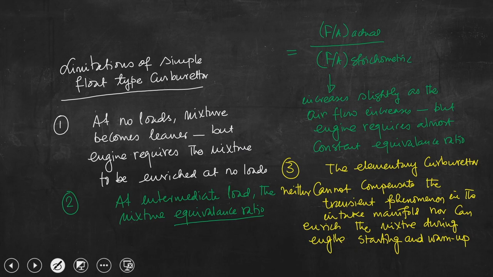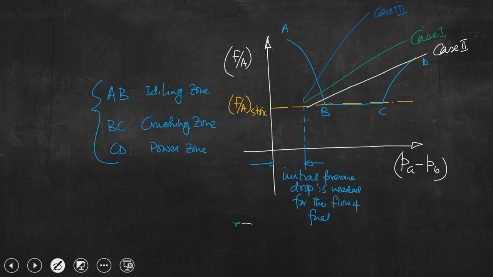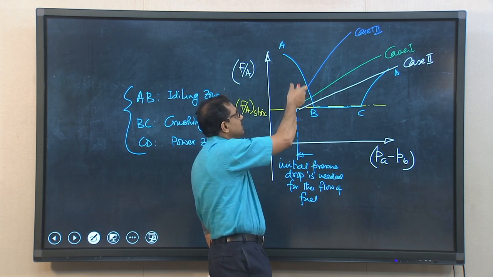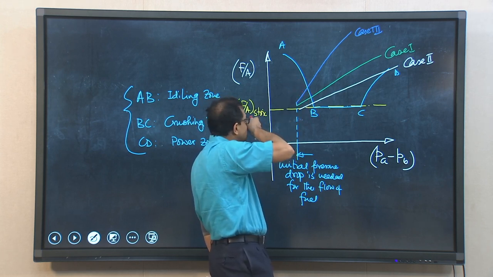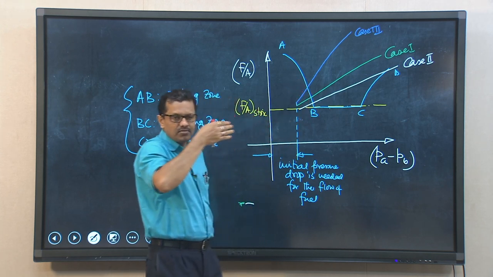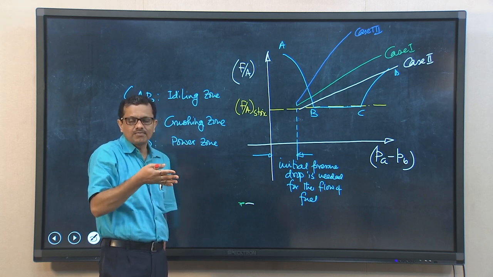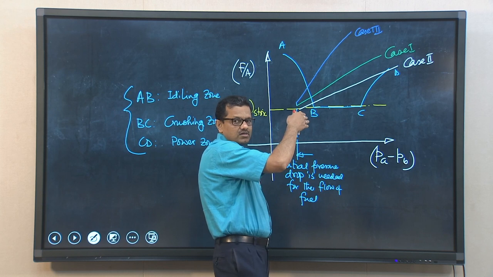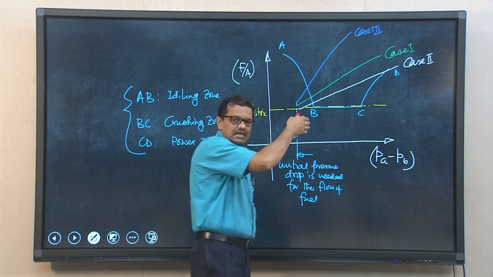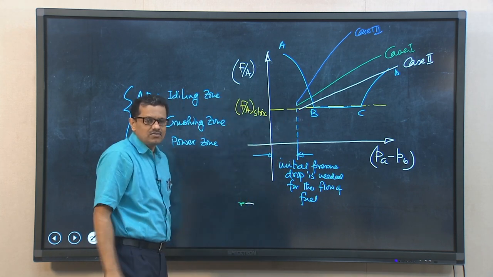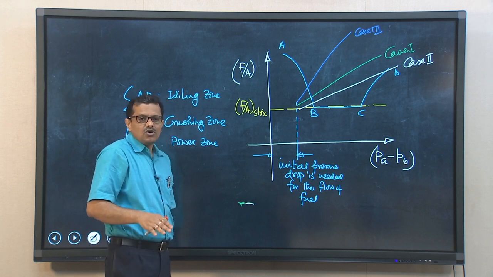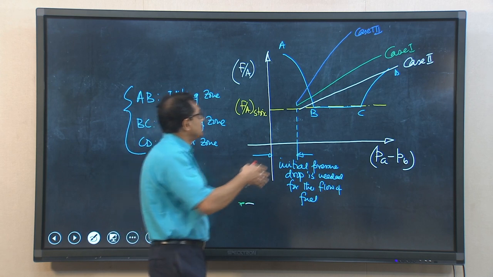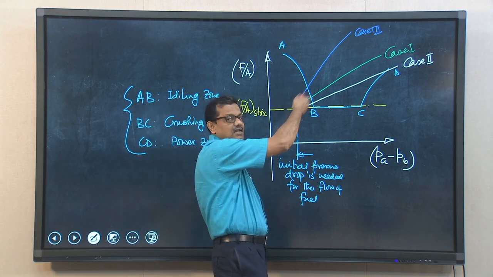Try to understand, if we go back to the previous slide, whether even if we can adjust the carburetor to supply the fuel ratio, though not perfect but satisfactory, the engine can be supplied a fuel ratio, though that particular ratio is not perfect for the operation of the engine during the idling zone, but still it can run.